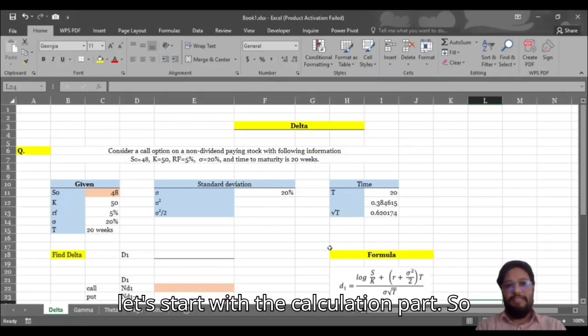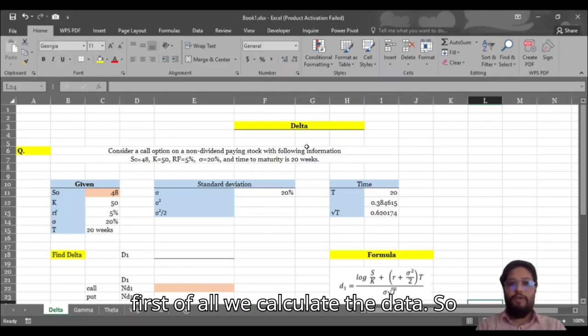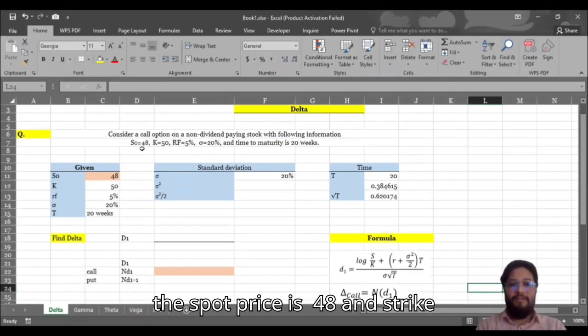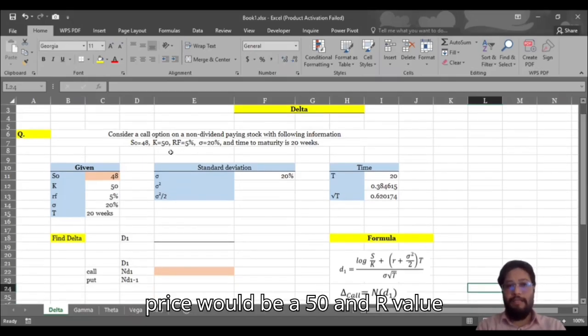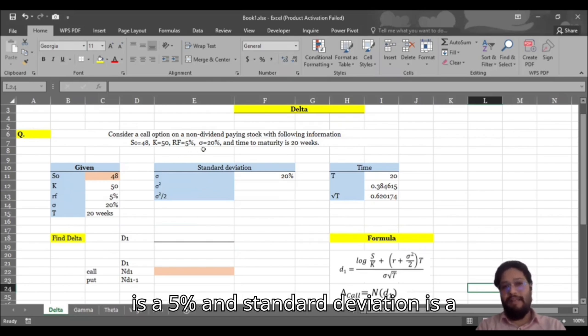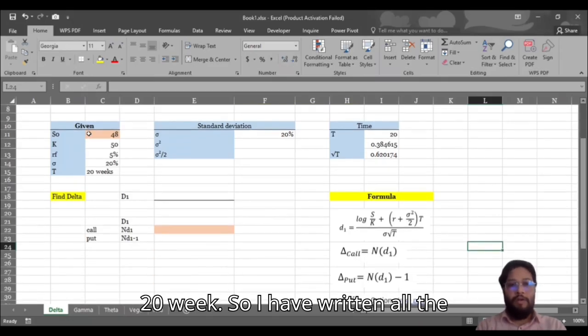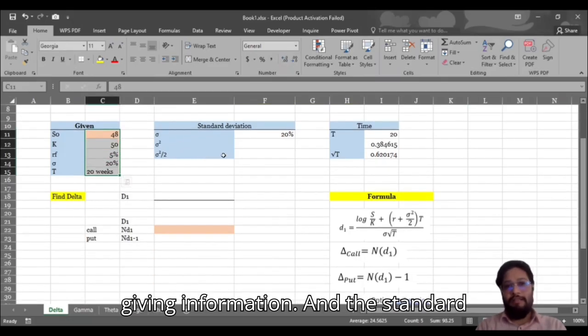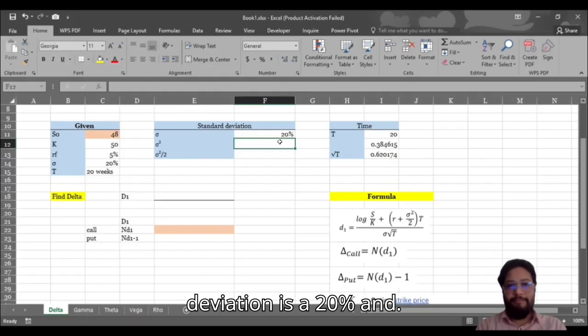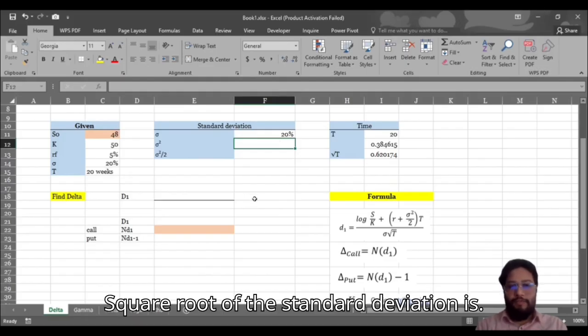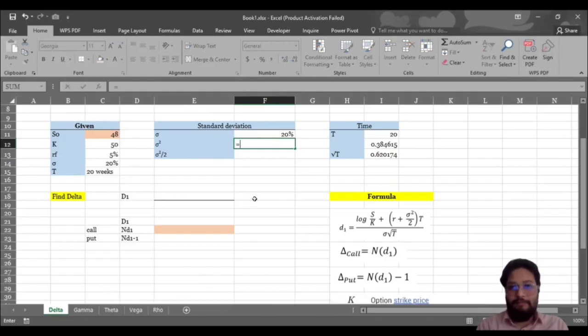So let's start with the calculation part. First of all, we set up the data. The spot price is 48, the strike price is 50, the risk-free rate is 5%, the standard deviation is 20%, and the time to maturity is 20 weeks. So I have written all the given information, and the standard deviation is 20%, and next the square root of time.